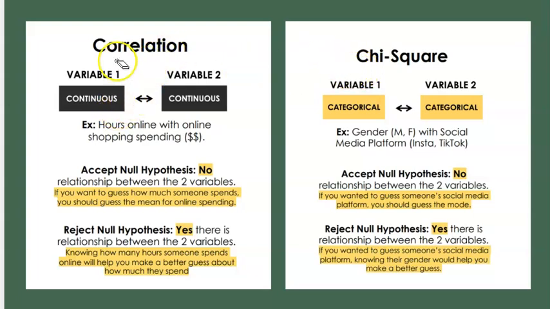The difference is that correlation uses continuous variables for both variables, and chi-square uses categorical variables for both. So that is the only difference between correlation and chi-square. But both of them don't have the independent and dependent variable. You only want to know the relationship between the two.